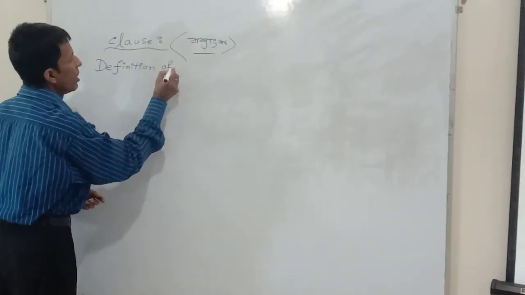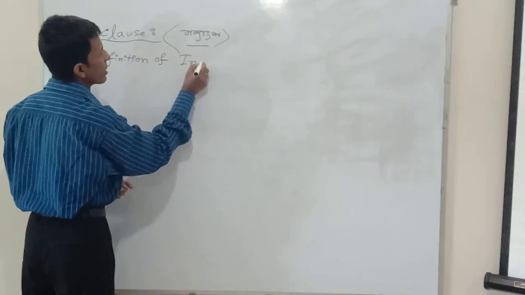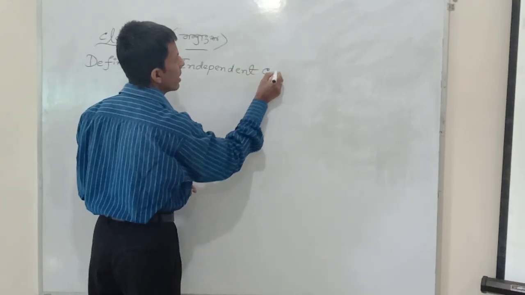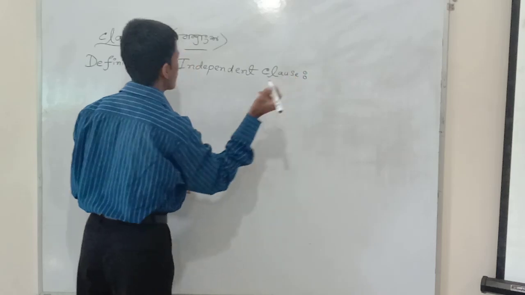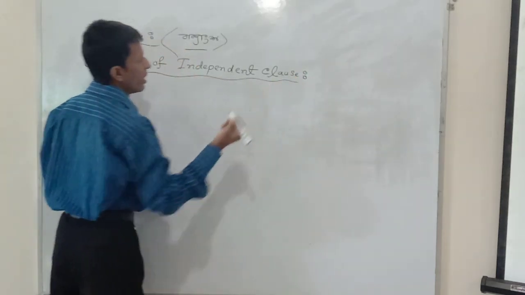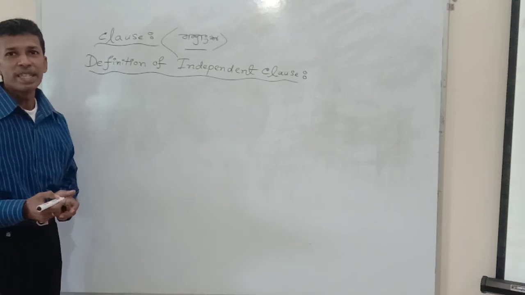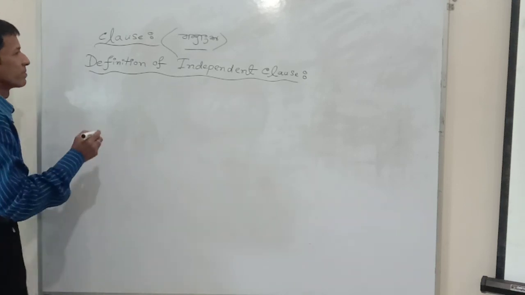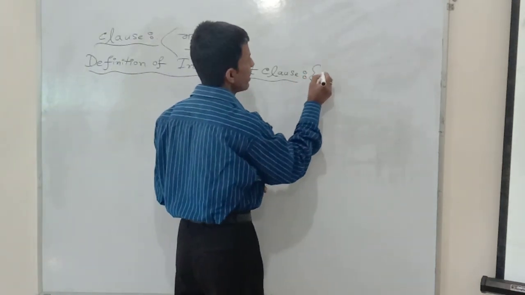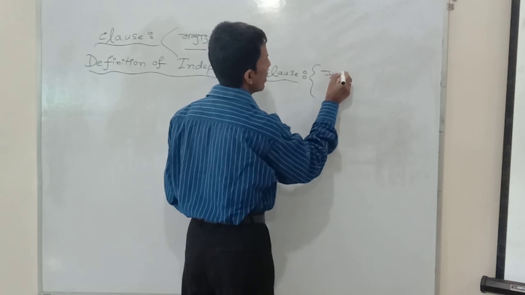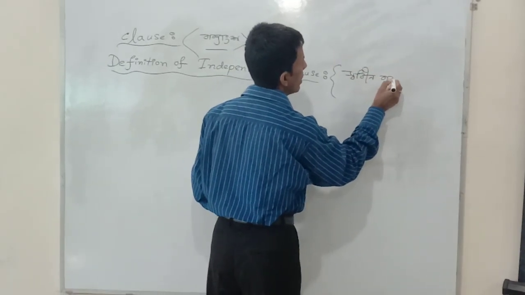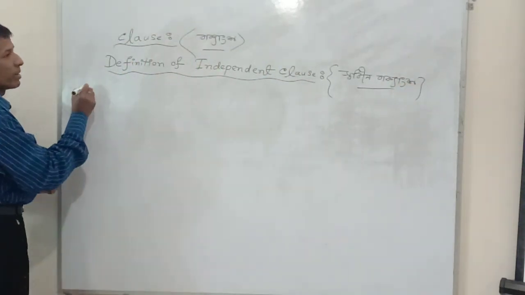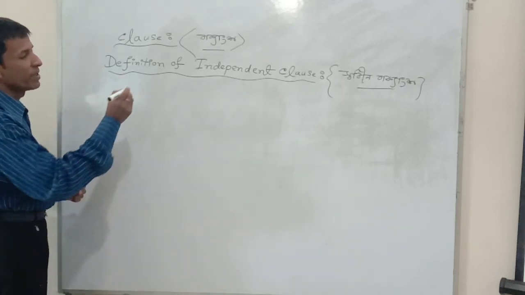Definition of independent clause. The clause that expresses its meaning by itself, without taking the help of other clauses or sentences, is called independent clause. Now I am going to write down on the whiteboard the definition of independent clause.